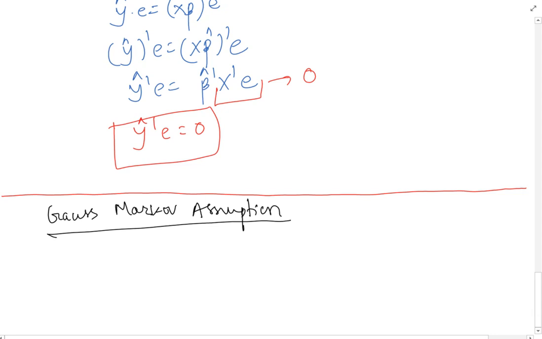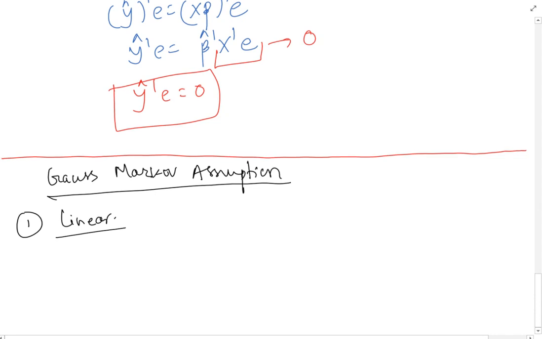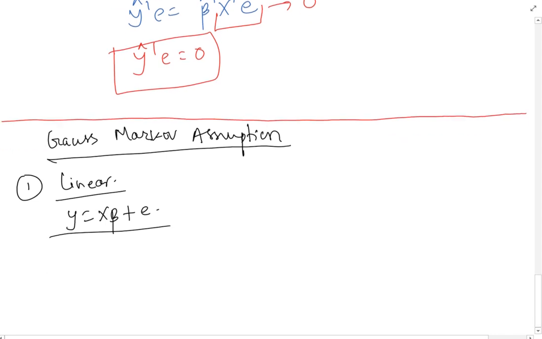What does it mean? Number one, it must be linear. Linear means that y equals X beta plus e, and this must be linear. Second, X is an n times k matrix of full rank.